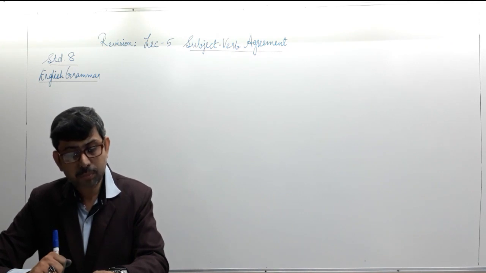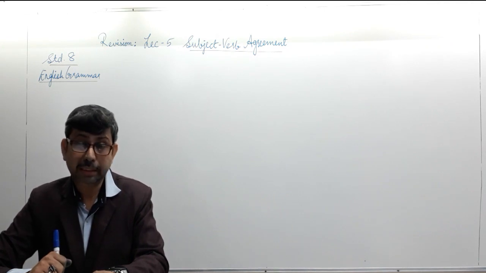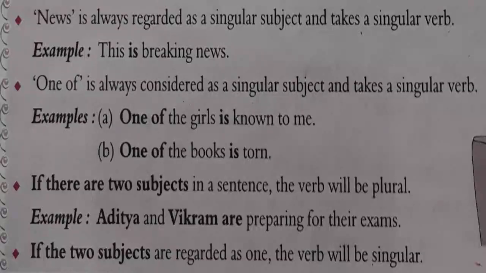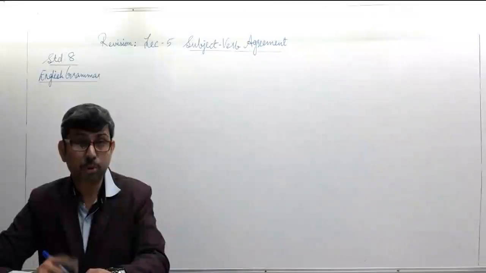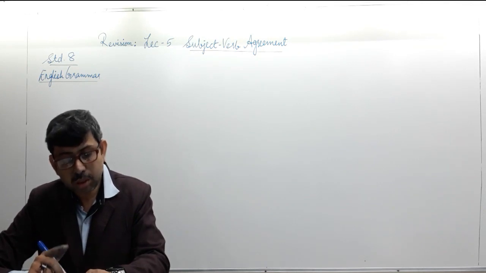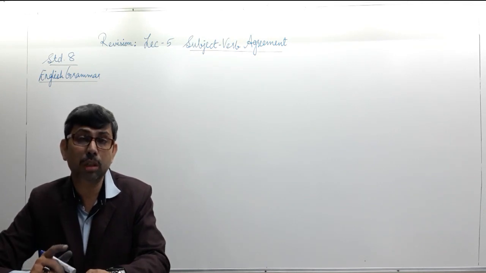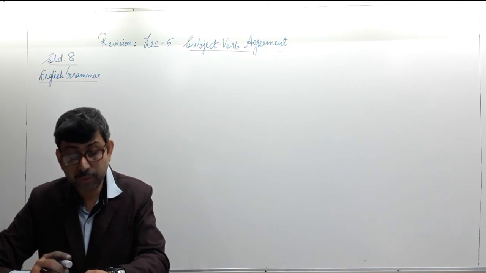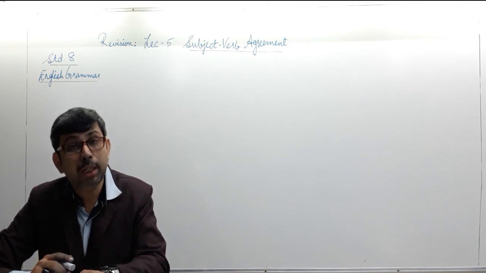Next one: of. Yet another phrase, one of. When you make use of the phrase one of in a sentence, it is always considered as a singular subject and therefore takes a singular verb. Examples: one of the girls is known to me. You know, one of the many girls that you know. So one of the girls is known to me, and you don't say one of the girls are known to me. No matter, you have the word girls over there, which is a plural entity.